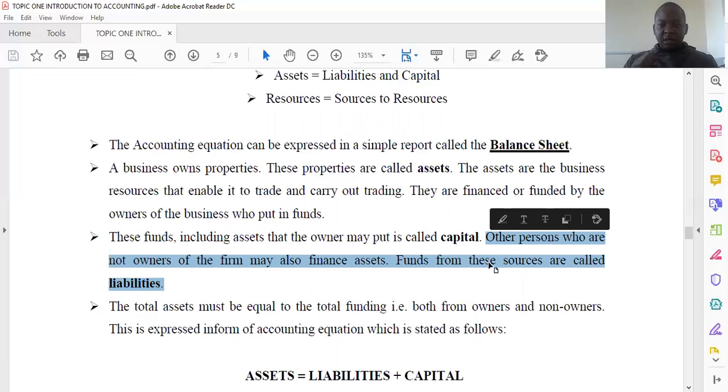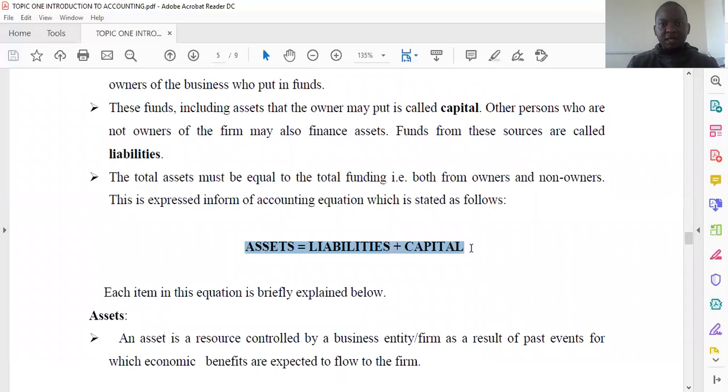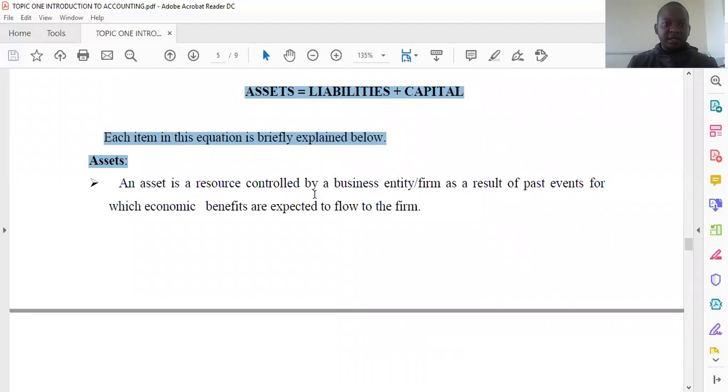The non-owners are those persons who have lent their resources to the business. The business has borrowed from the liabilities, and so on. So as such, the balance sheet equation is assets is equal to capital plus liabilities. So look at each of these items in detail.